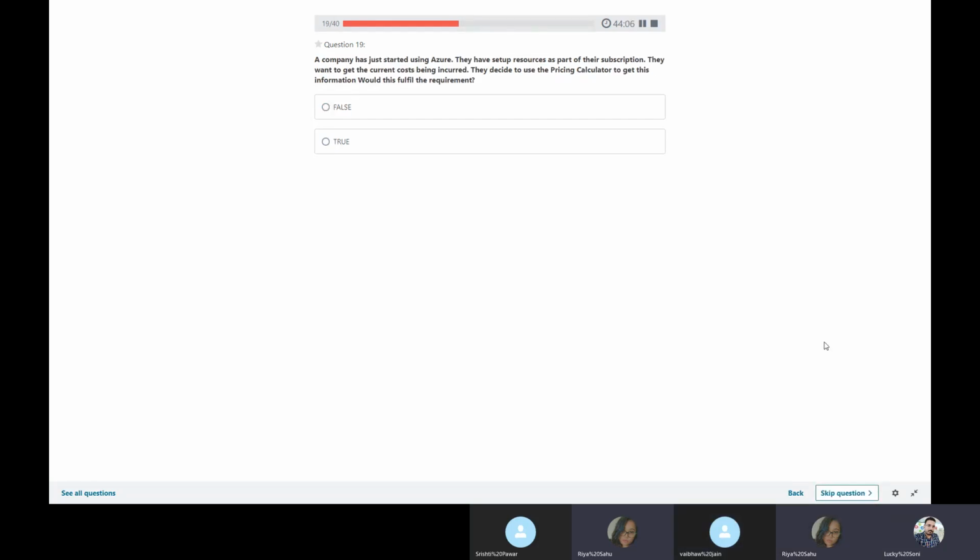A company has just started using Azure. They have set up resources as a part of their subscription. They want to get the current cost being incurred. They decide to use the pricing calculator to get the information. Would this fulfill the requirement? True or false? The pricing calculator is going to give you what? Cost of the service, not the incurred cost, right? So it is again false, right?